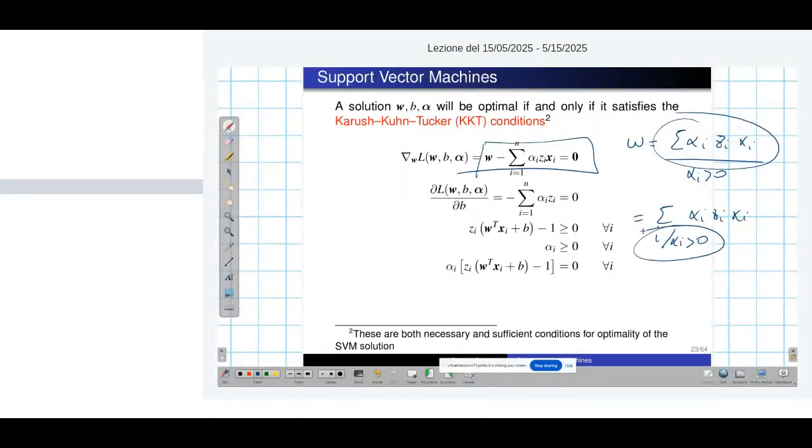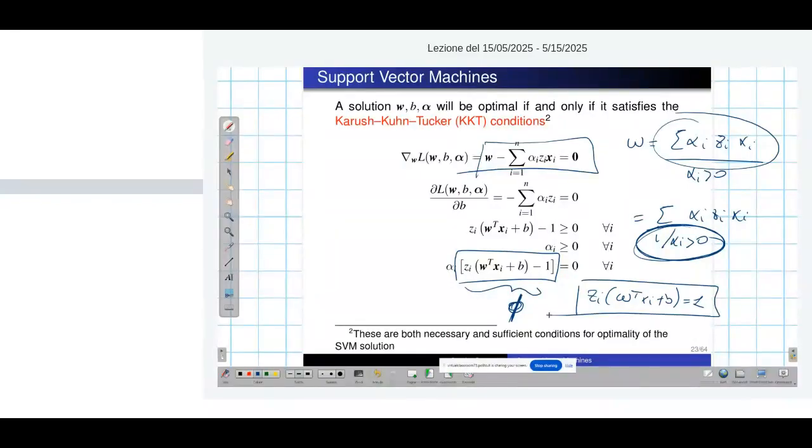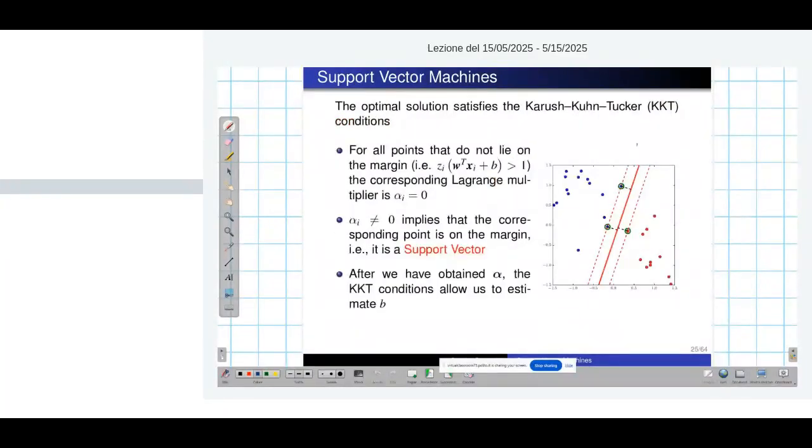But which are the samples that have alpha I strictly greater than 0? Where are they located? We said it a moment ago. Which are the points that can have alpha I greater than 0? Those for which this term is 0. Where are these points? Which points are these? We answered it a moment ago. The points on the boundaries of the margin. So the points that define the separation rule are those that are on the boundaries of the margin.